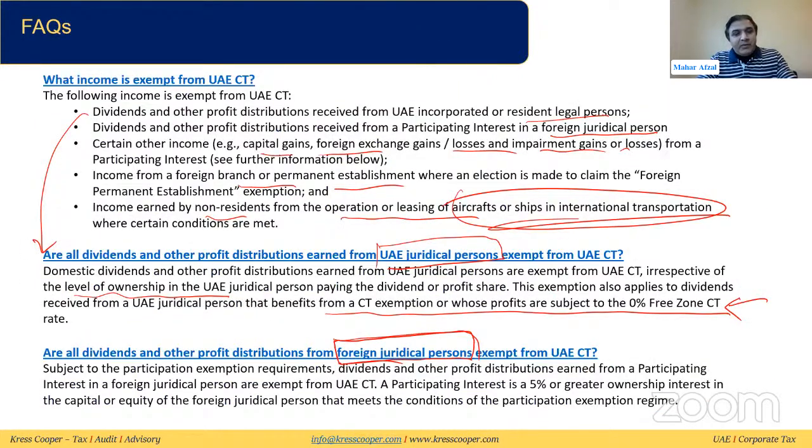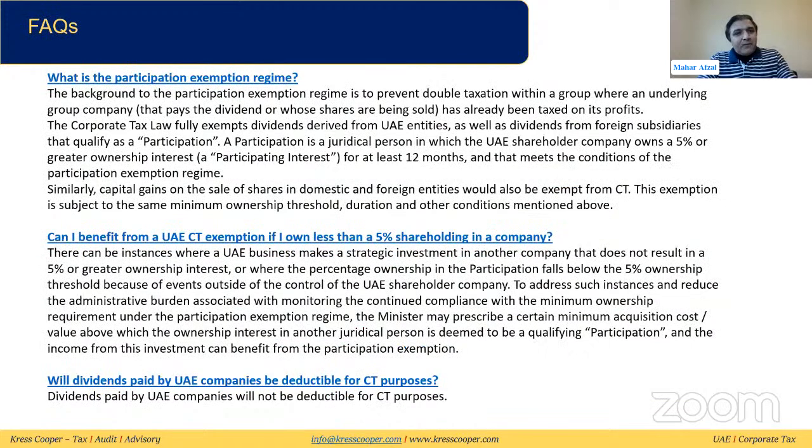So all the dividends, we have discussed. Question number 3 as well: What is the participation exemption regime? The same thing that we discussed earlier. If you want to read, we can read it quickly. The background of the participation exemption regime is to prevent double taxation within a group, where any underlying group company that pays the dividend or transfers the share has already been taxed on its profit. The corporate tax law exempts dividends derived from UAE entities as well as dividends from foreign subsidiaries that qualify as a participation.